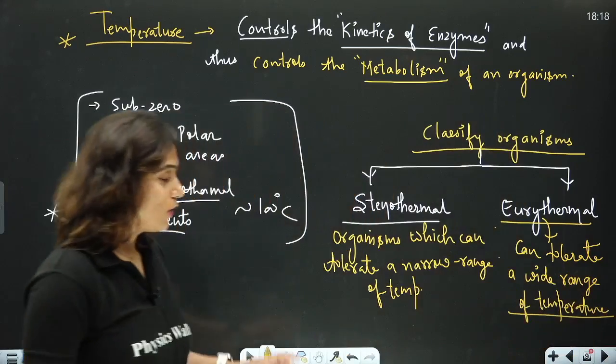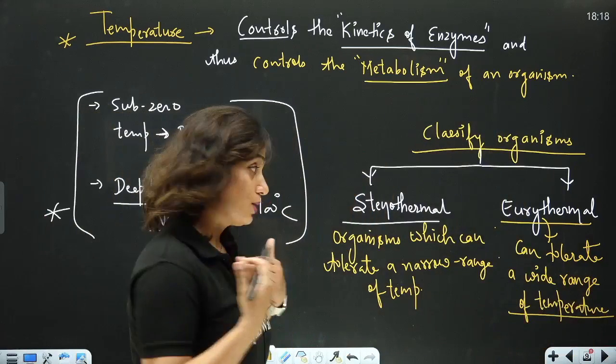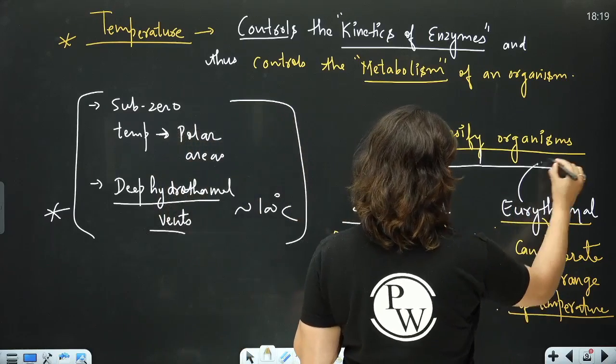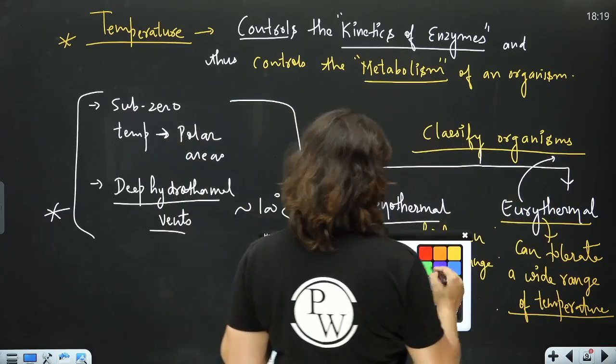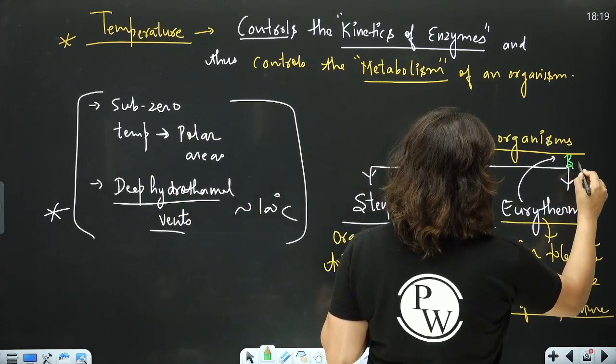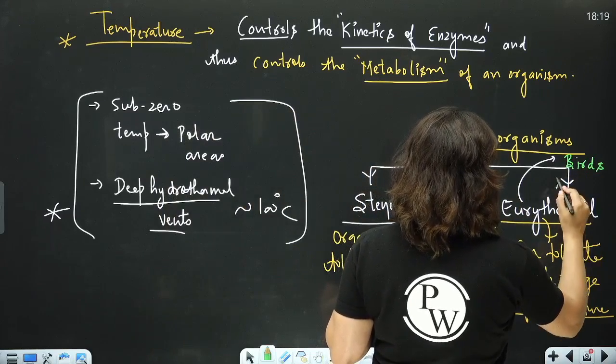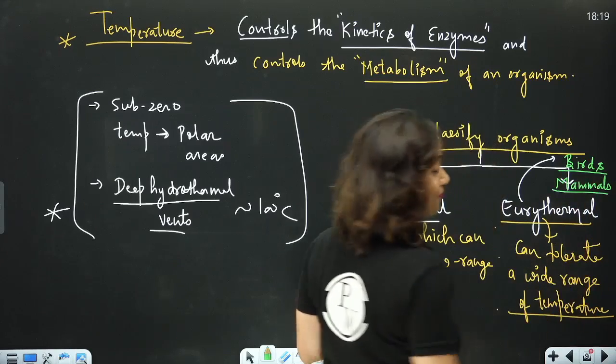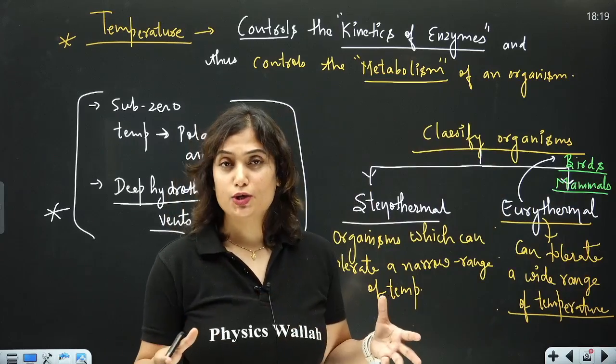Right? So, like us, we are eurythermal organisms. All the warm-blooded organisms are eurythermal, like the birds and the mammals. So, the birds and the mammals, they are the eurythermal organisms. We can tolerate a wide range of temperature.